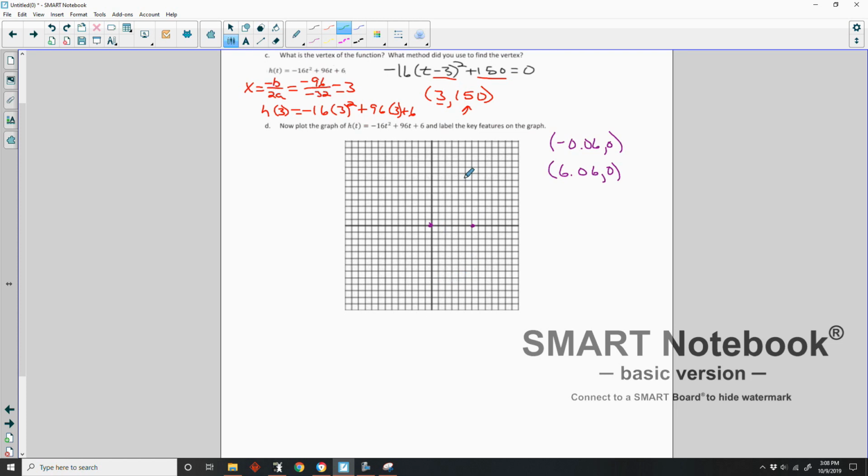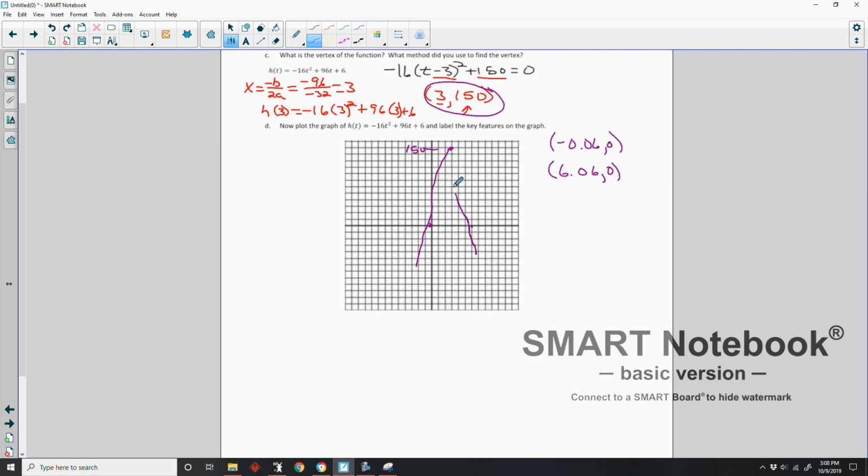Now I need one more point because it says at least 3 points to graph, and I have the third point right here, my vertex. So if I went over 1, 2, 3 and up to 150, let's just say this line right here was 150, then over 3 and up 150 would be right here, and then I would draw my parabola like so. This is really difficult to do with the pen and the pad that I use here. Anyhow, you get the idea.